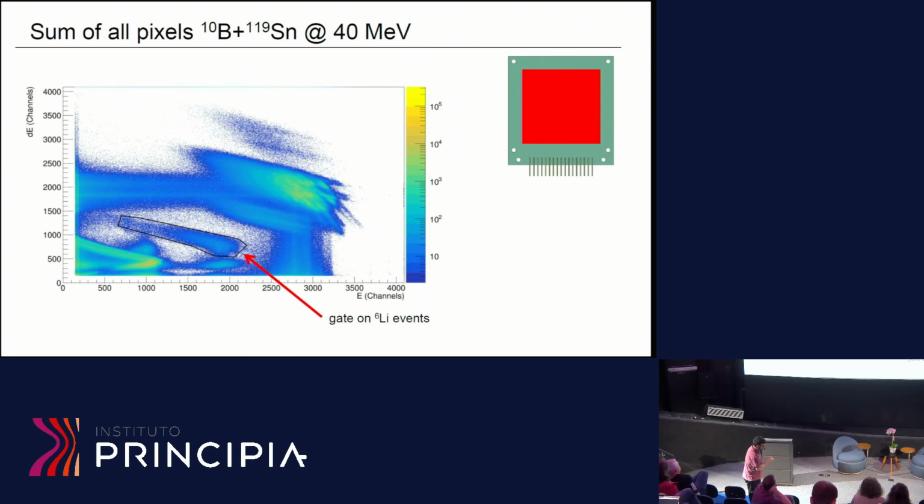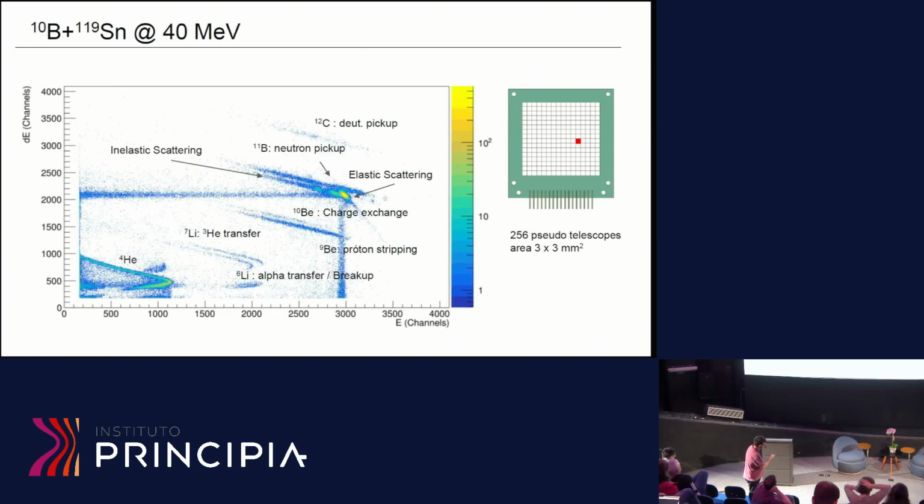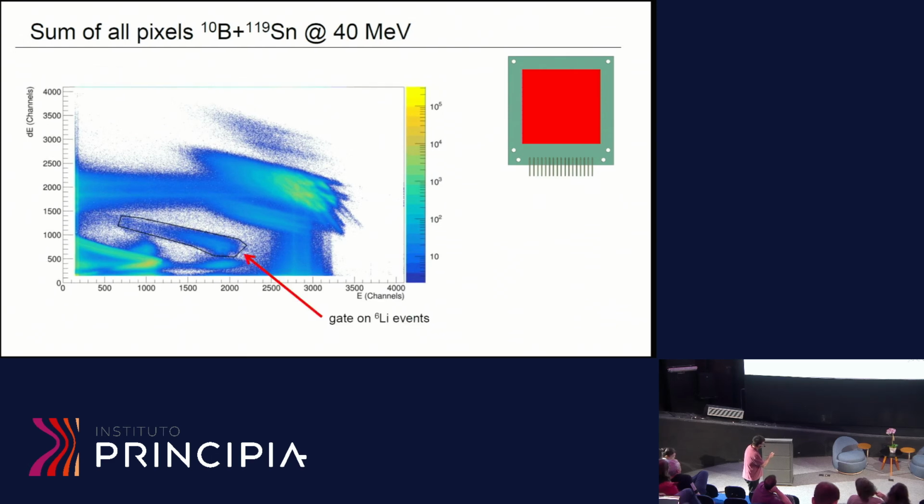And then what we can do is put a gate on these lithium-6 events. So all these events here are related to lithium-6. We know that because we can identify the lithium-6 quite well here. So if you put a gate on this, we can sort only the particles that are coming in coincidence with those ones here.